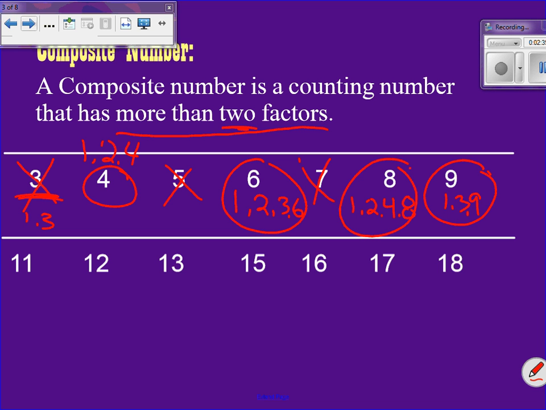Yep. 11. Can anyone think of anything that goes into 11 other than 1 and 11? I can't. Nope. 12. Yep. 13. No. 15. Yes. 16. Yes. 17. No. 18. Yes. The circled numbers are all composite numbers because they have more than 2 factors.